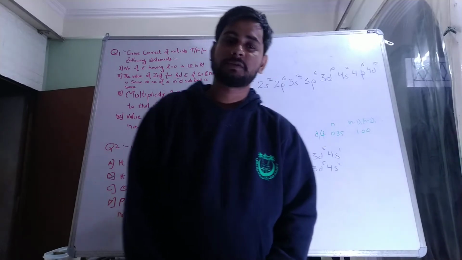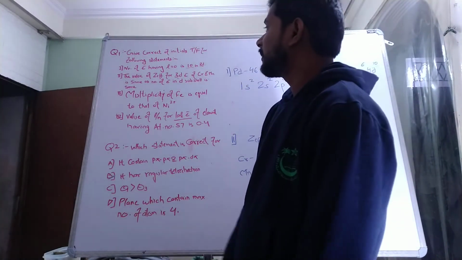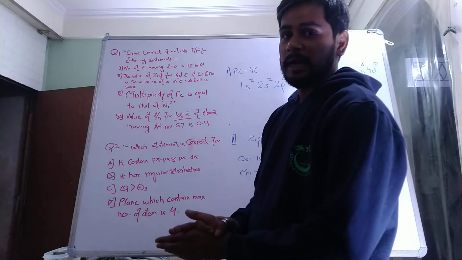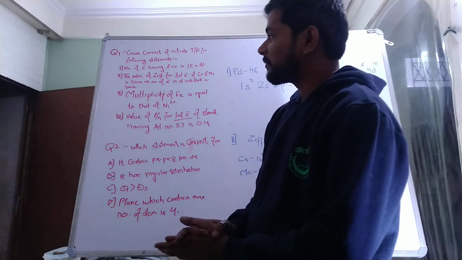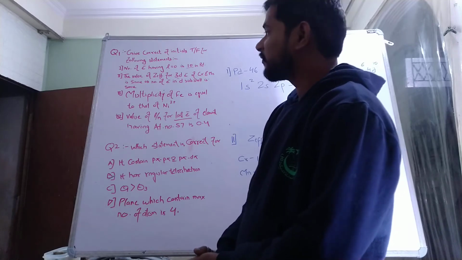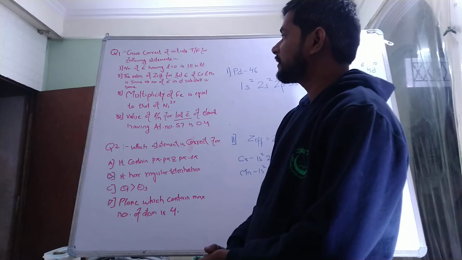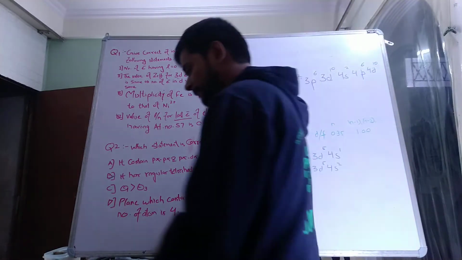So let us solve some questions. First question, there are four statements and we have to tell which statement is true and which statement is false. So let us take the first statement. The number of electrons having L equal to 0 is 10 for Pd.